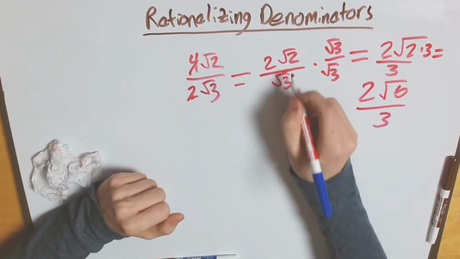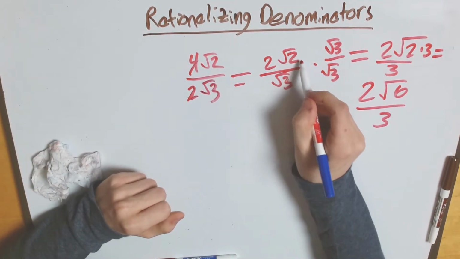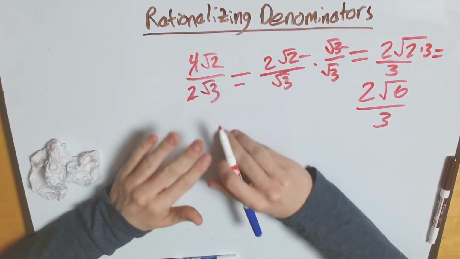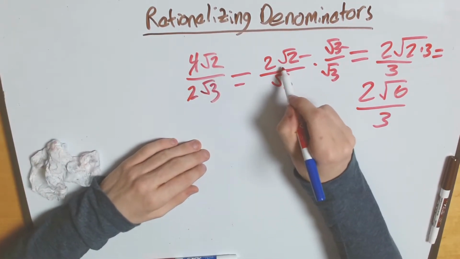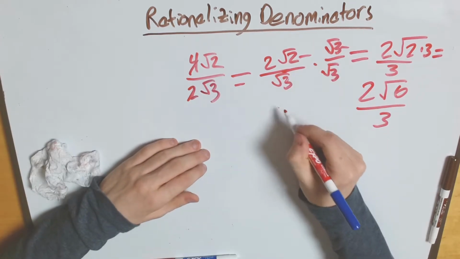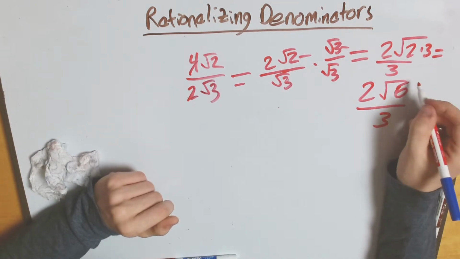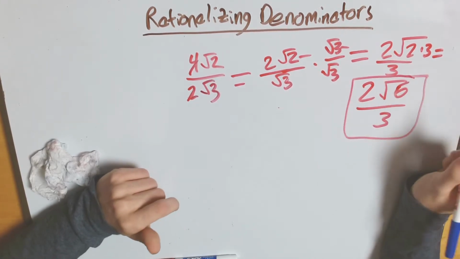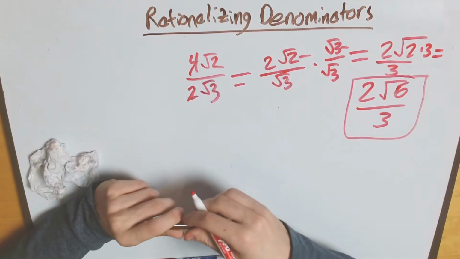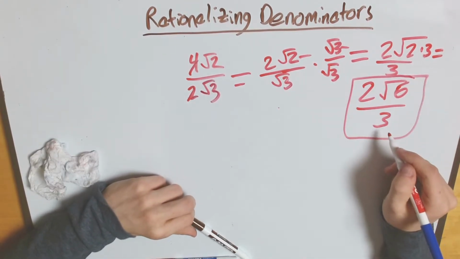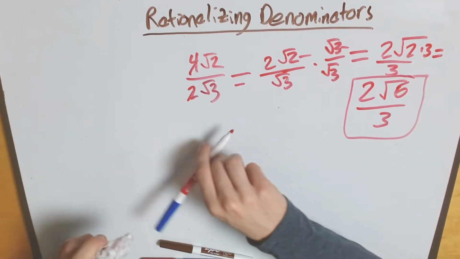Because when we're multiplying square roots together, we're going to multiply the values inside the square roots and put that all within one square root. So root 2 times root 3, that's just the square root of 2 times 3, or 6. So the final simplified version is this. Once again, we have an irrational number in the numerator, but it's fine since our denominator is perfectly rational.